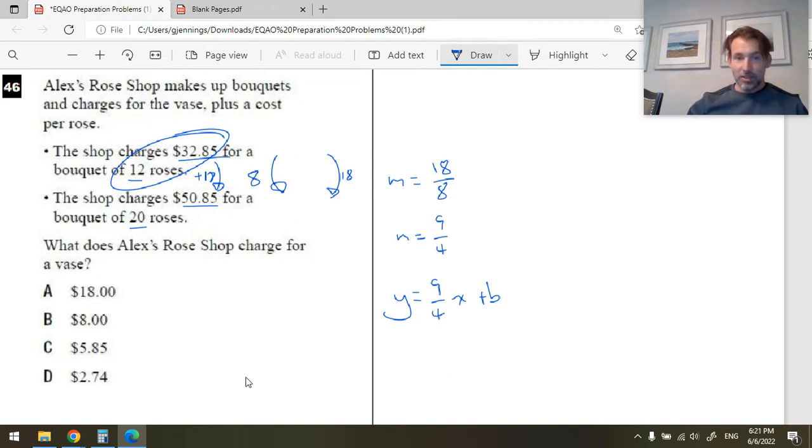So 32.85 is equal to 9 over 4. I should really convert that to a decimal. Sometimes I'm a little stubborn with my love for fractions. 9 over 4 times 12. Oh, but it cancels so beautifully, Mr. Jennings. I know it cancels so beautifully. That's why I love them.